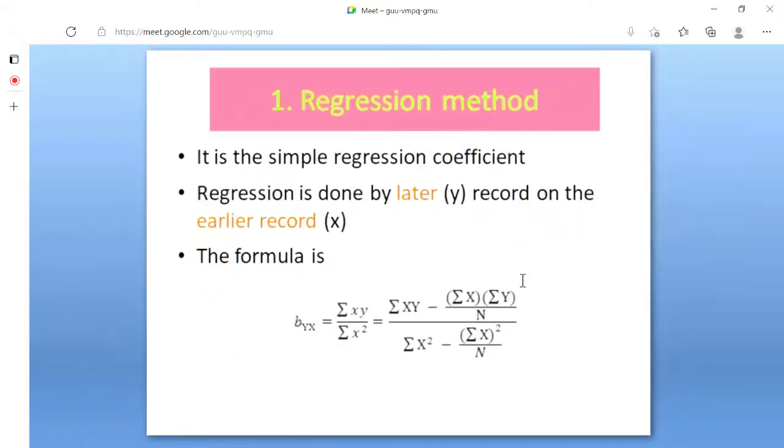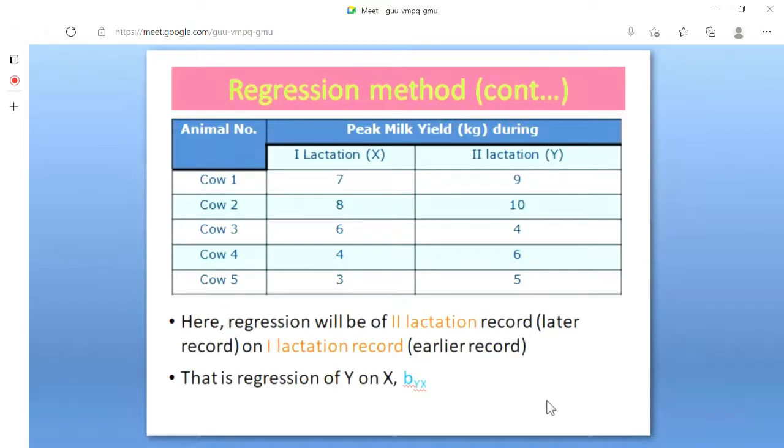And the regression method is the simple regression coefficient. Regression is done of the later, future record on the earlier record. So this is the regression formula, which is known to you. This is how we can calculate by the regression method if you have 2 records only. For example, lactation 1 and lactation 2, for cow 1 the milk yield is given, so from here you can find out.